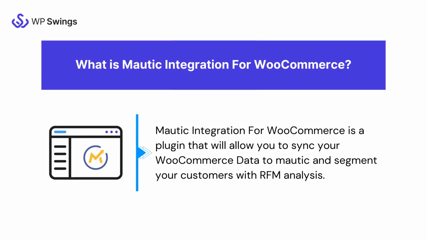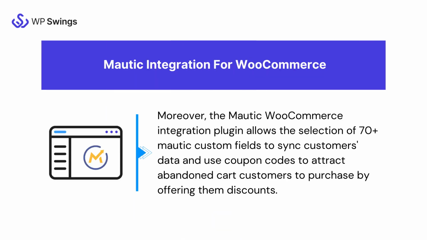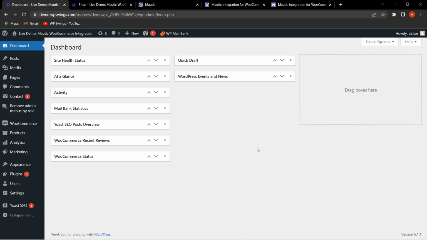Before proceeding with the plugin setup part, let's firstly understand what is Mautic Integration for WooCommerce plugin. Mautic Integration for WooCommerce is a plugin that will allow you to sync your WooCommerce data to Mautic and segment your customers with RFM analysis. Moreover, the plugin allows the selection of 70+ Mautic Custom Fields to sync customers' data and use coupon codes to attract abandoned cart customers to purchase by offering them discounts, thus creating a surge in sales and revenue. So we are on the WordPress dashboard.